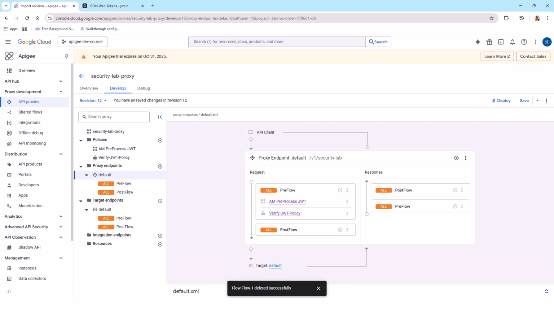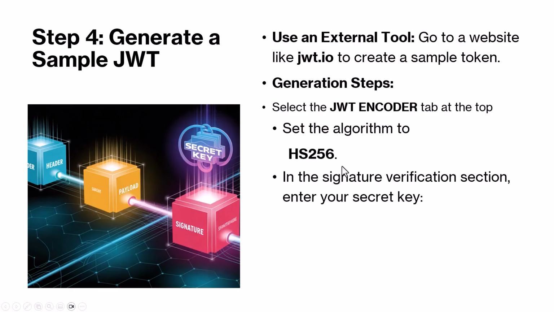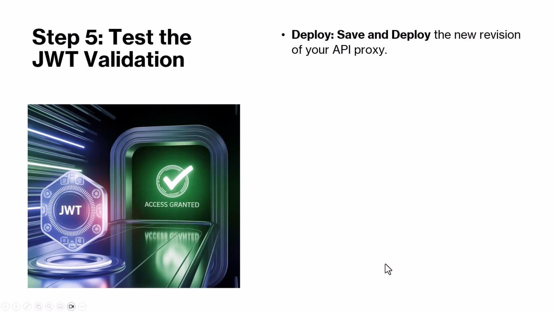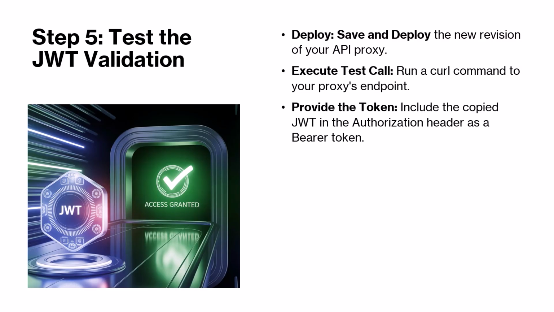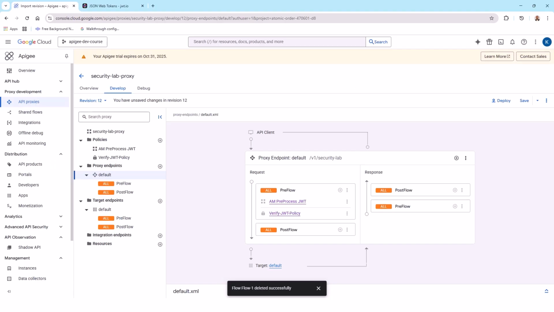Okay, so let's see the PowerPoint slideshow. We have gone through these steps already on JWT.io. Select the JWT encoder tab at the top, set the algorithm to HS256, which is already set. In the signature verification key, enter your secret key, my secret, and copy the complete encoded JWT generated, which I have already copied. The last step, step 5, is testing the JWT validation. We have saved and deployed the proxy and executed the test call: run a curl command to your proxy's endpoint. Example command is this. Now, I will get back to our Google Cloud Console.